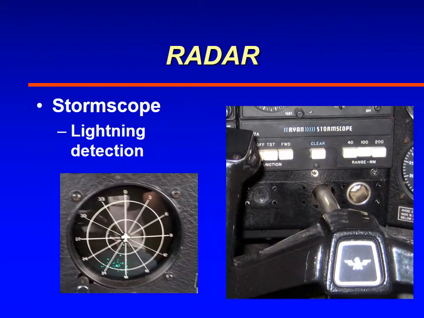Storm scope is an old technology that's still available, and it tells you the direction and basically the range of lightning. And where there's lightning, more than likely there's a thunderstorm. So that helps you identify where there are storms and whether those storms are producing lightning.